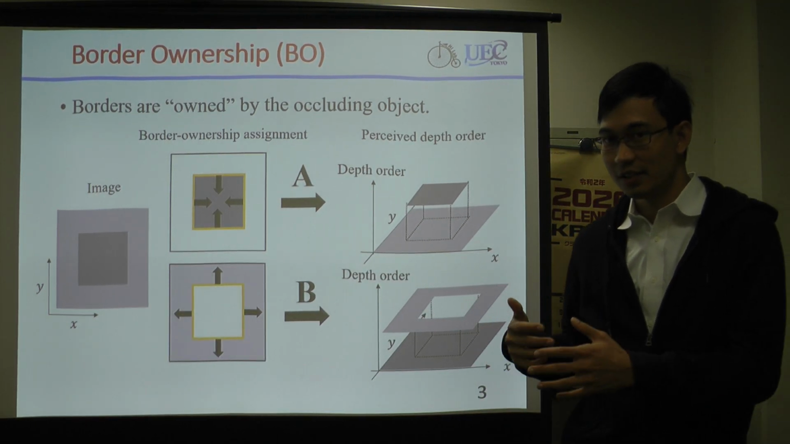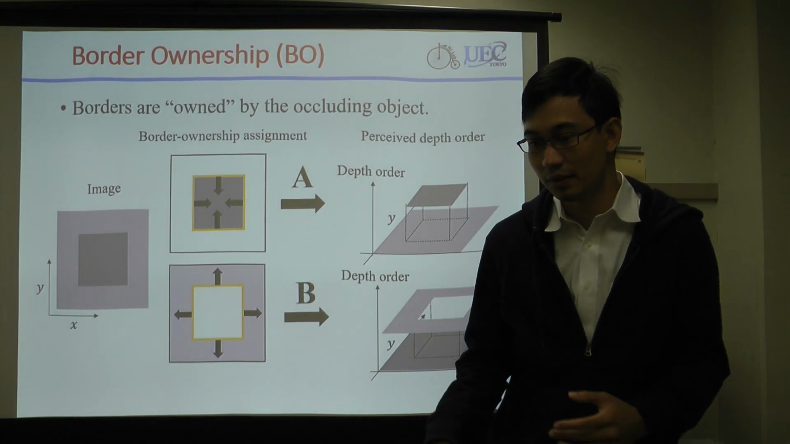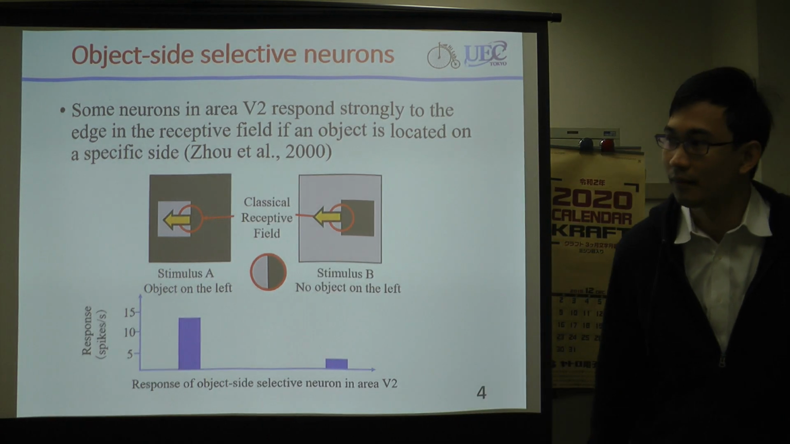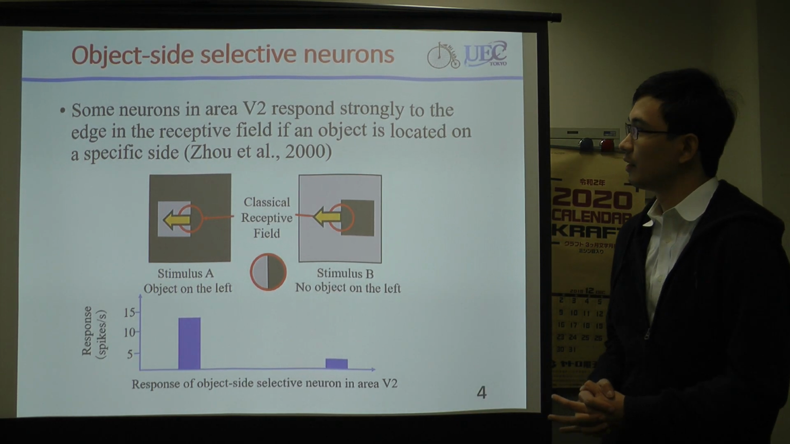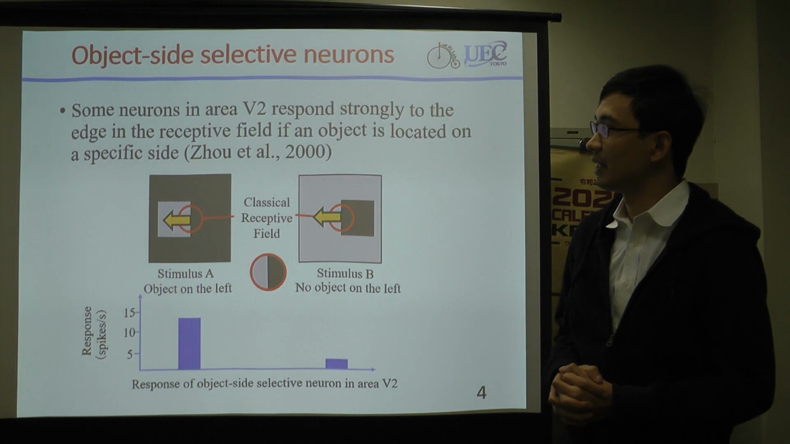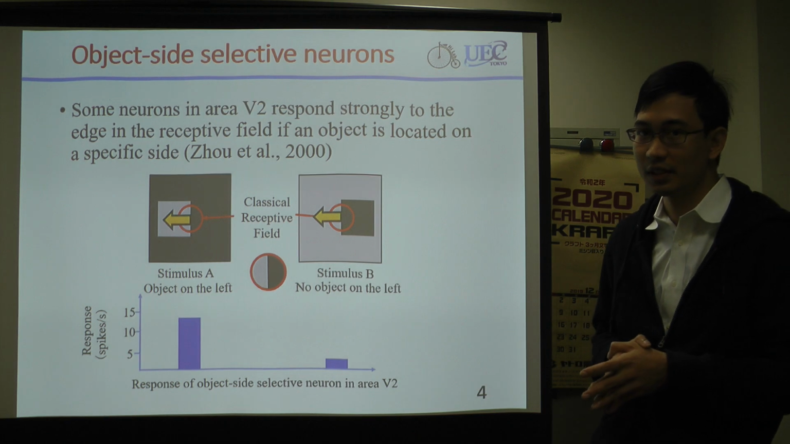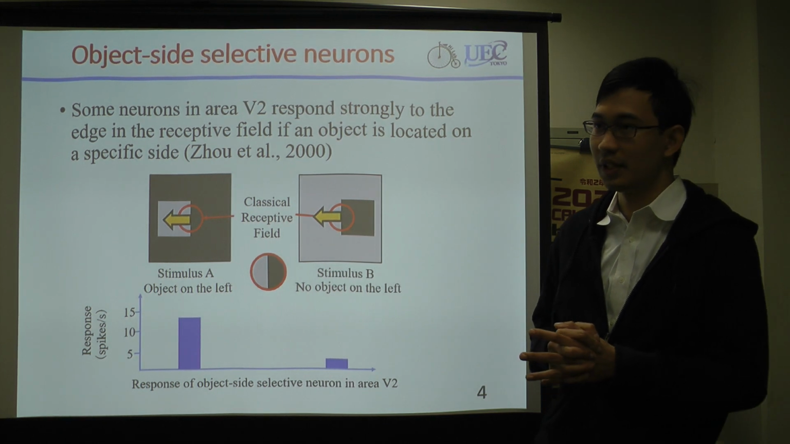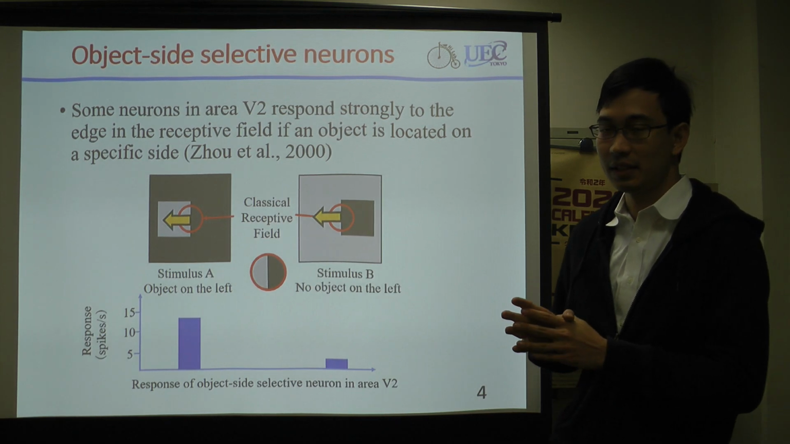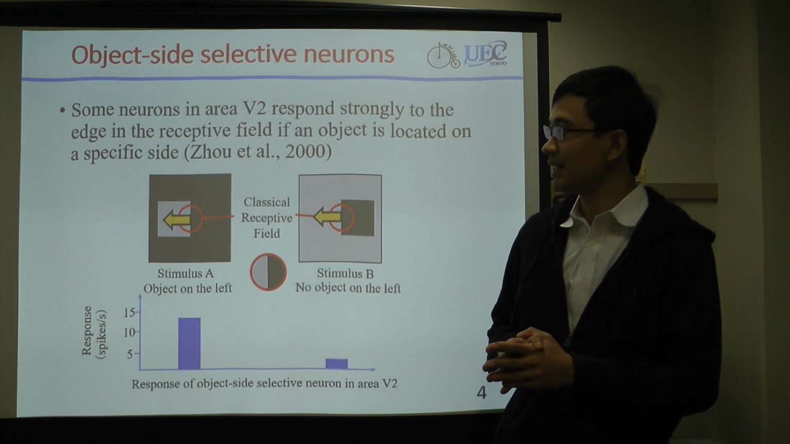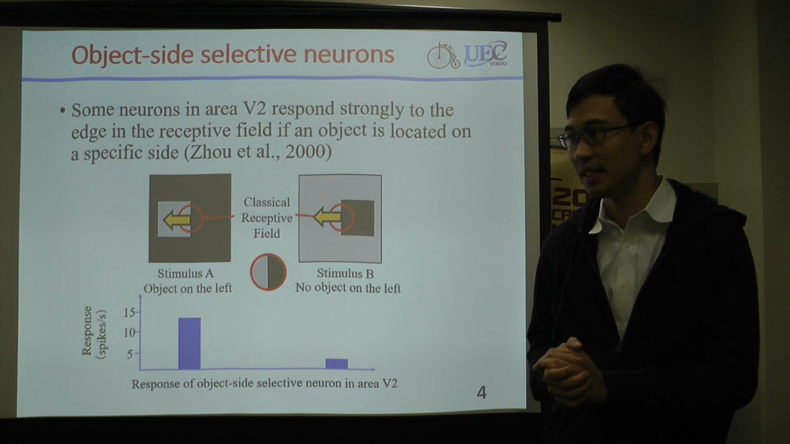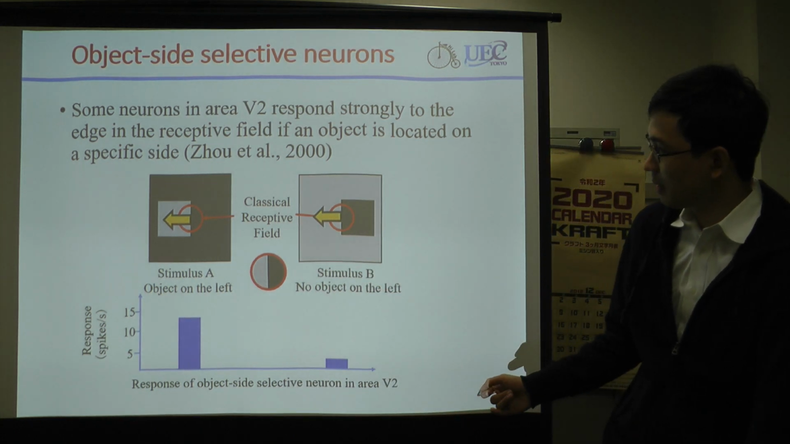Now, does the brain actually carry out border ownership assignment, border ownership calculation? Physiological experiments have shown that there are object side selective neurons in the brain in area V2 in the visual cortex. Some of these neurons respond strongly to an edge in its receptive field if the object is located on a specific side.